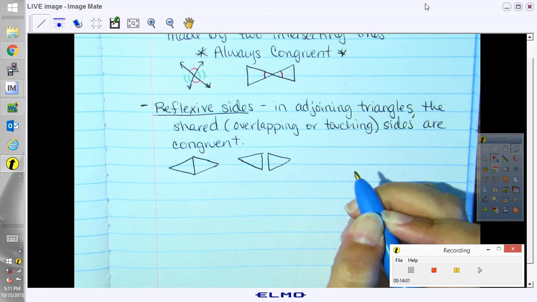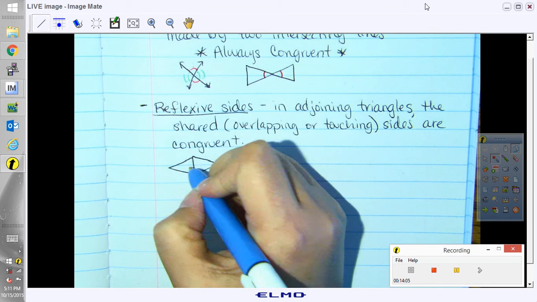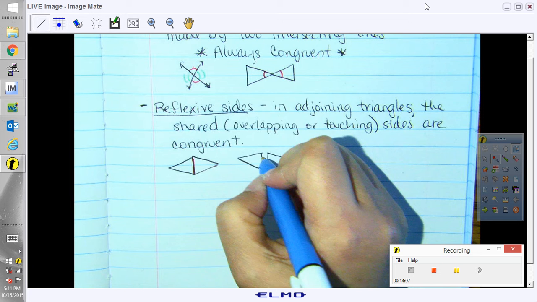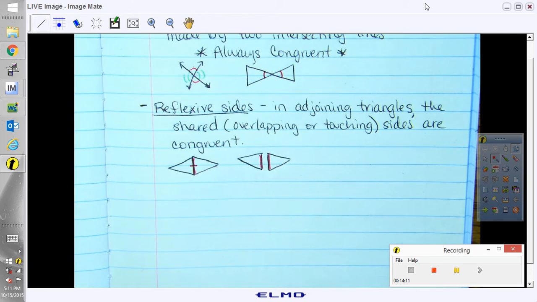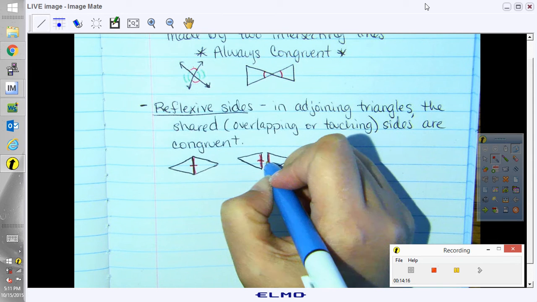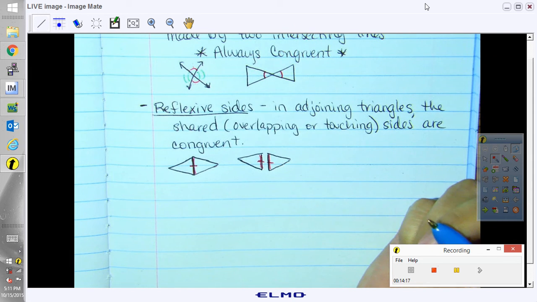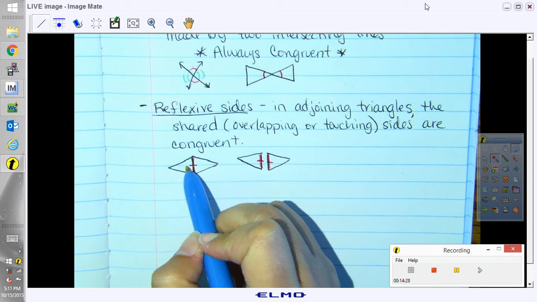What we're really saying is that this shared side in between them is congruent to itself. So if we were to separate them, this side is congruent to this side here. Even though when they're touching like that you don't think of them as 2 separate sides, they are 2 separate sides in 2 different triangles. So we think of those as congruent. So if it was a 5 here, this would also be a 5 here.